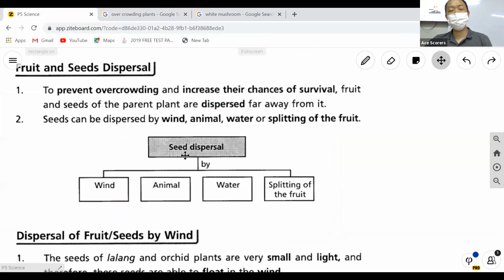Alright, so seed dispersal, we have wind, animal, water, like Power Rangers: wind, water, animal.